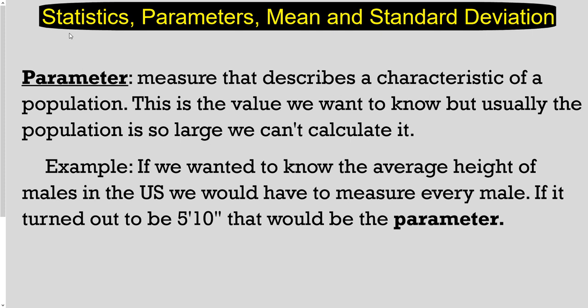A parameter is a measure that describes a certain characteristic of a population. This is the value we want to know, but usually the population is so large we can't calculate it. For example, if we wanted to know the average height of males in the US, we would have to measure every single male. And then once we measured all the heights, added them up, and divided by the number of males in the United States, let's say the height turned out to be 5'10". The parameter would be 5'10", meaning the average height of all males in the United States would be 5'10". Kind of like we talked about before, it would be pretty difficult to measure every single male in the United States. So the parameter is often impossible to know, but that's what we're trying to describe.